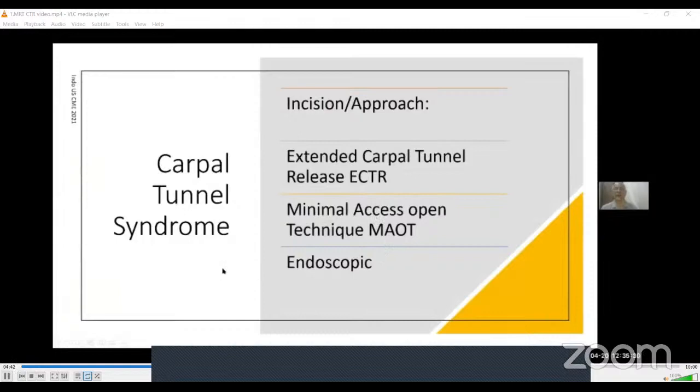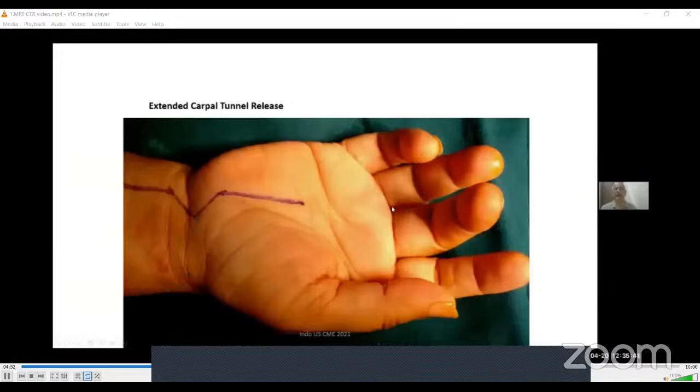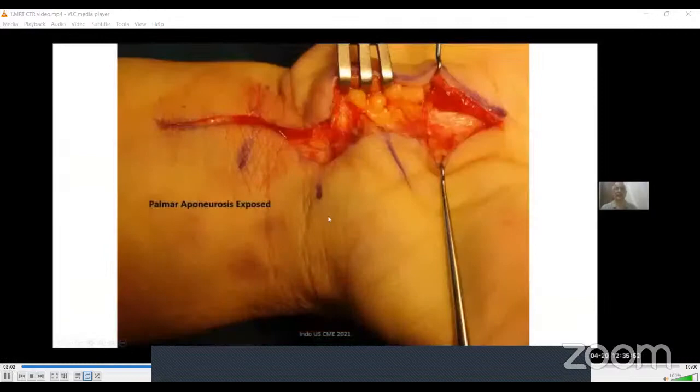This is the extended carpal release. The one mistake in this marking is this zig should have come on the ulnar side. Otherwise, you can damage the palmar cutaneous branch. Step one, expose the palmar aponeurosis. Complete the exposure of the palmar aponeurosis. Once that is cut, you start seeing the roof of the carpal tunnel.